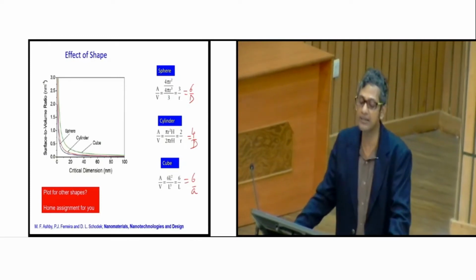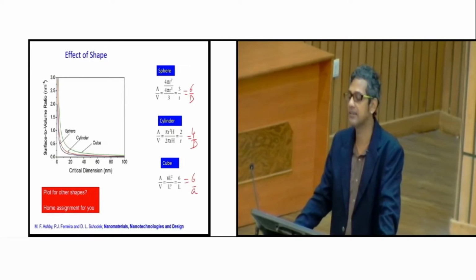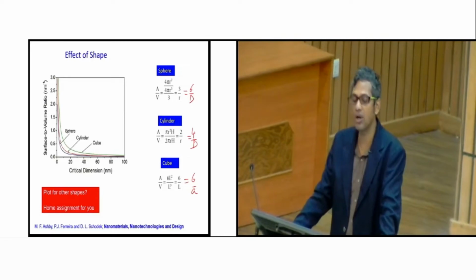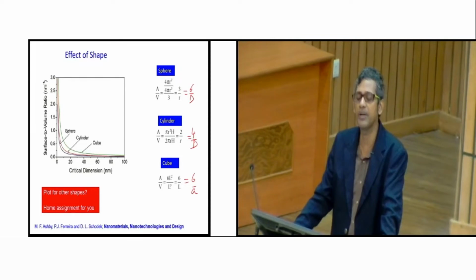So as you can clearly see, for the sphere and the cylinders, all of their behavior is similar, but the only difference is the way they are changing. As you clearly see, for the critical dimension of less than 10 nanometers, or rather 20 nanometers, the effect is very significant for all these shapes. But when it becomes very small, of the order of 2 to 3 nanometers, all of them will have similar effects, not much difference. All the ratios will be almost between 2.5 to 3.